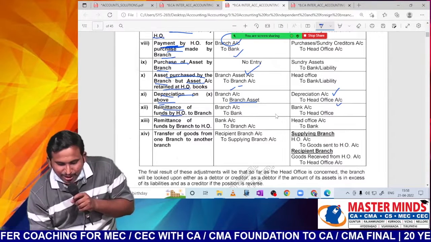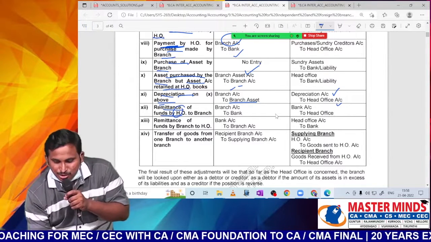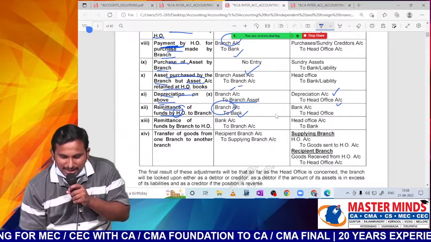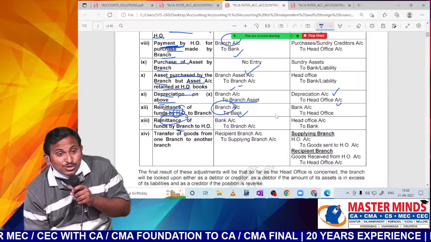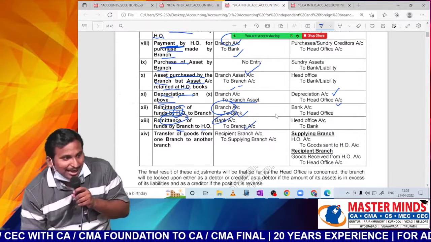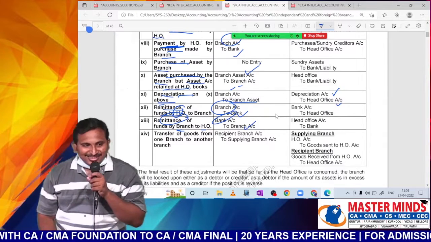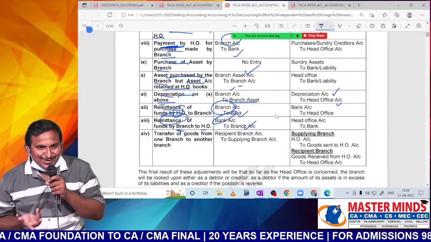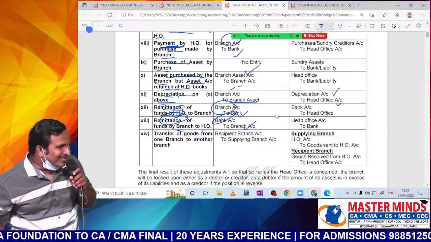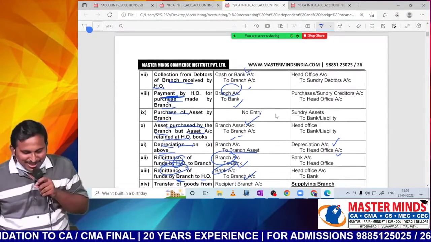Remittance of funds by head office to branch. We are remitting funds, so cash should go out, balance to branch. Remittance of funds by branch to head office. We are receiving funds, balance to branch. Sir, have you understood? Any confusion? It becomes very, very simple when you look at one basic aspect.